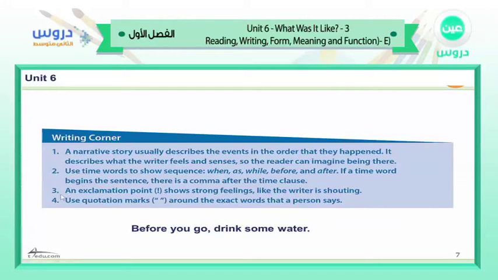Very nice. Number 3, an exclamation point. This is the exclamation. It shows strong feelings, like the writer is shouting. When you write strong feelings, use this mark. Number 4, use quotation marks. These are the quotation marks around the exact words that a person says. For example, Ali said, open the quotation mark, this one, "Give me 5 riyals," for example. After that, close the quotation. Finish. So the sentence is finished. Very nice.